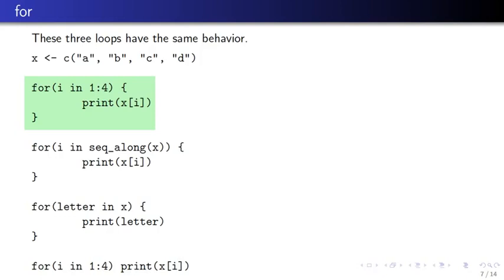I create an integer sequence, and then I print out the ith element of x each time. So here, this loop just prints out A, B, C, D.